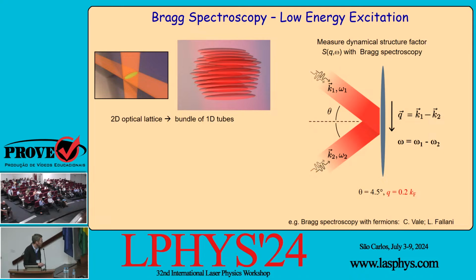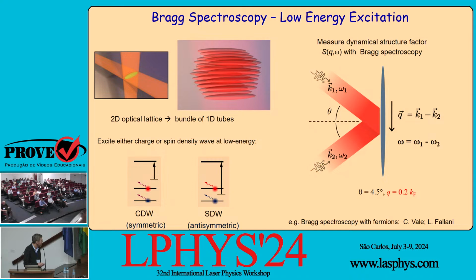which are separately tunable. Chris Vail and his group and Leonardo Filani have done Bragg spectroscopy with fermions. They have not seen the spin charge separation yet. Now, it turns out that one of the advantages of having a system like this using Bragg spectroscopy is that you can measure the charge density wave speed and the spin density wave speed separately.